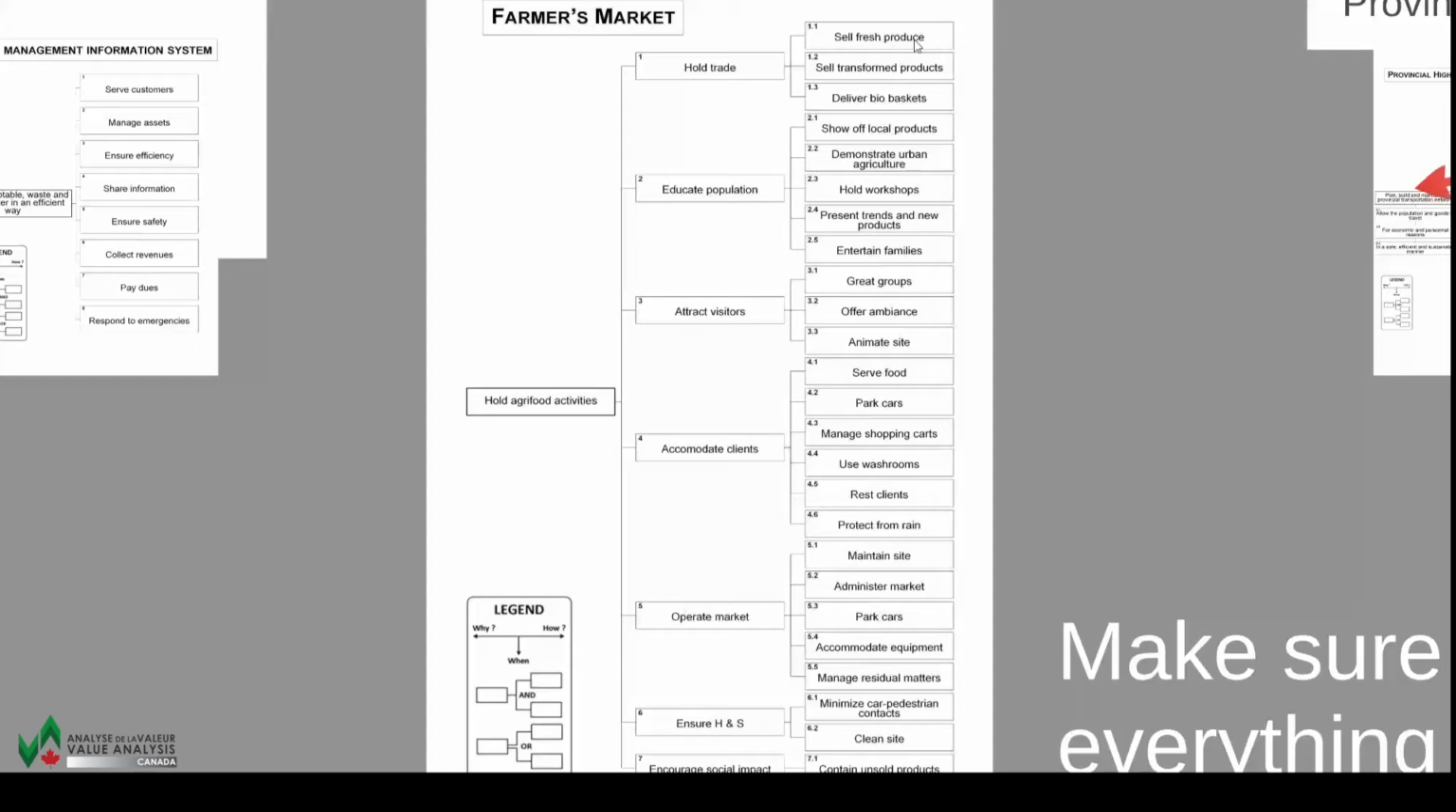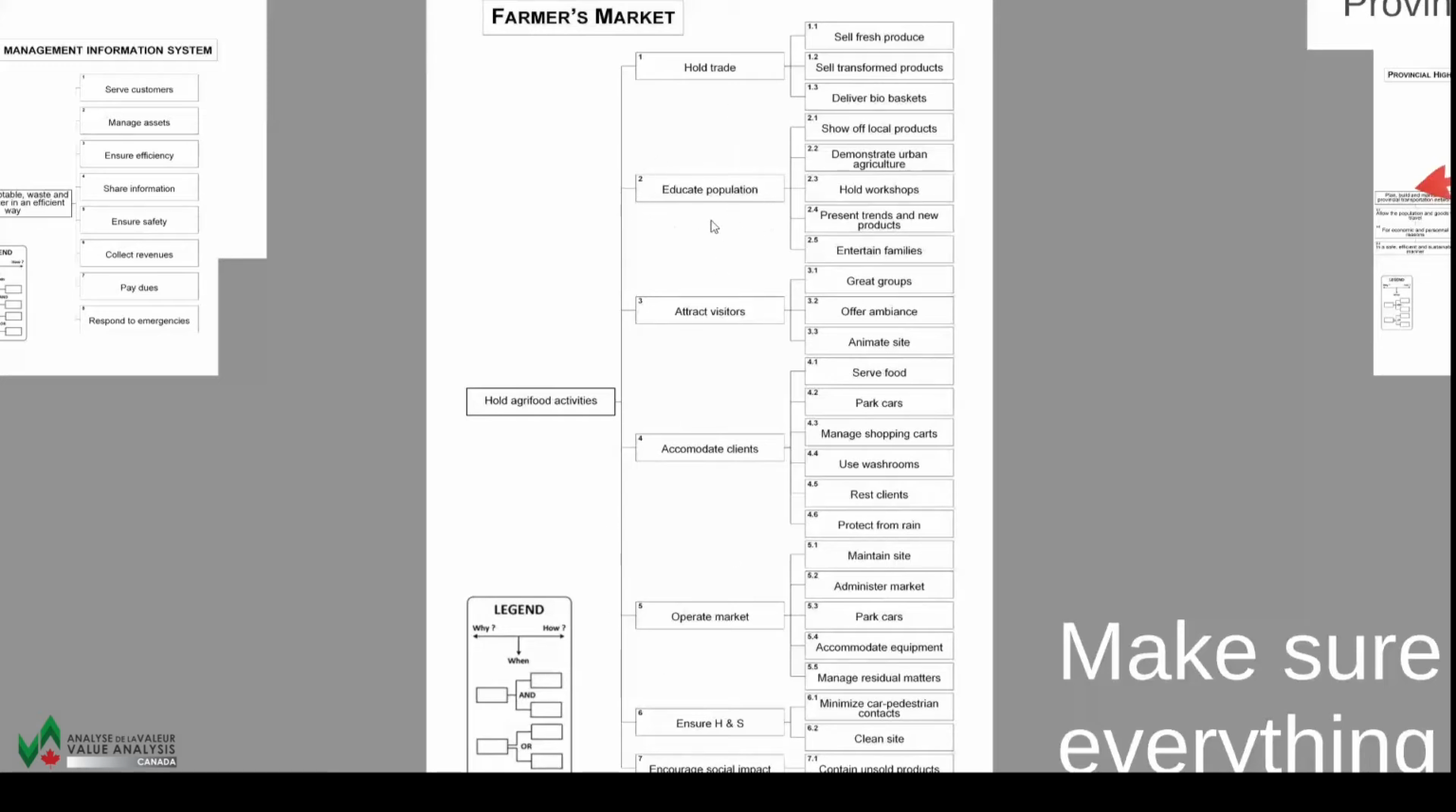The farmers come in, you can buy fresh produce from them, but you can also buy transformed products. Let's say they make ketchup or apple pie. But also you can deliver your baskets. When you're registered with a family farmer and they bring you a basket of vegetables and fruit every week, you could deliver those through the farmer's market. And here, a whole bunch of other functions that are not part of the trade, the sales, but all kinds of other things that they wanted to add.